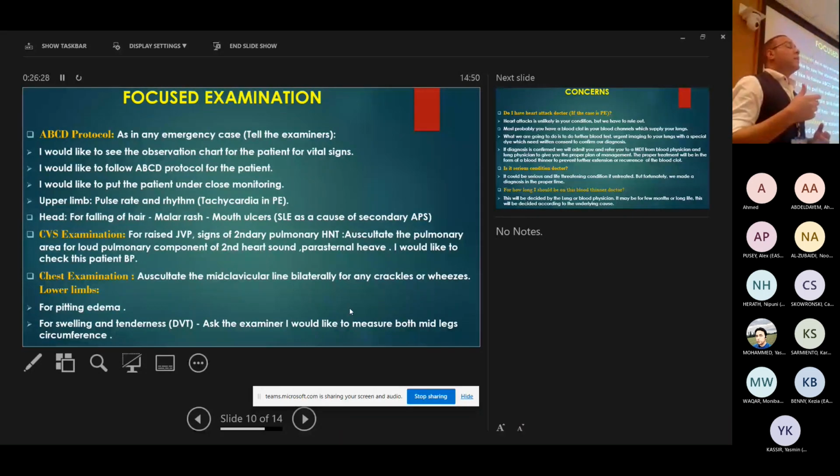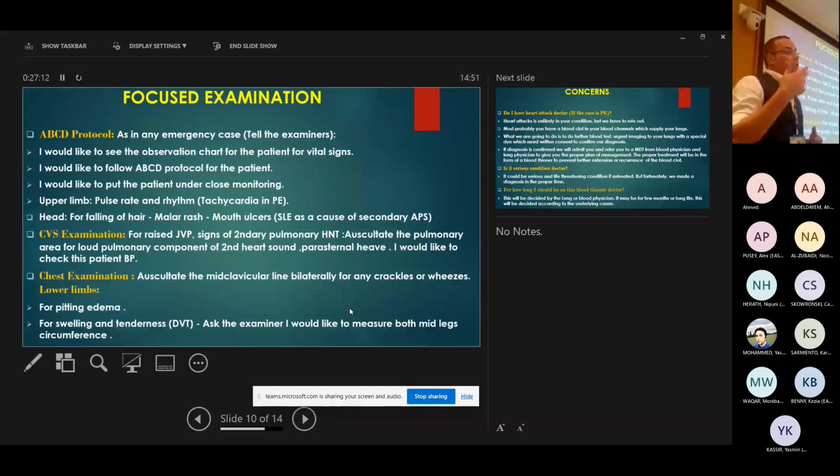So to tell the examiner that you are a safe doctor, you have to tell the examiner, before touching any critically ill or acutely ill patient, these 3 things: to follow the ABC protocol, to see the observation chart, and to put the patient under close monitoring. Like that, you'll impress the examiner so much and he will consider you a safe doctor. If you don't do that, he will consider you an unsafe doctor, because you are proceeding to examine the patient without checking the blood pressure, without looking at the observation chart, without ensuring that the patient is hemodynamically stable, right? This is PE, and PE in some cases can be associated with hemodynamic instability, isn't it?